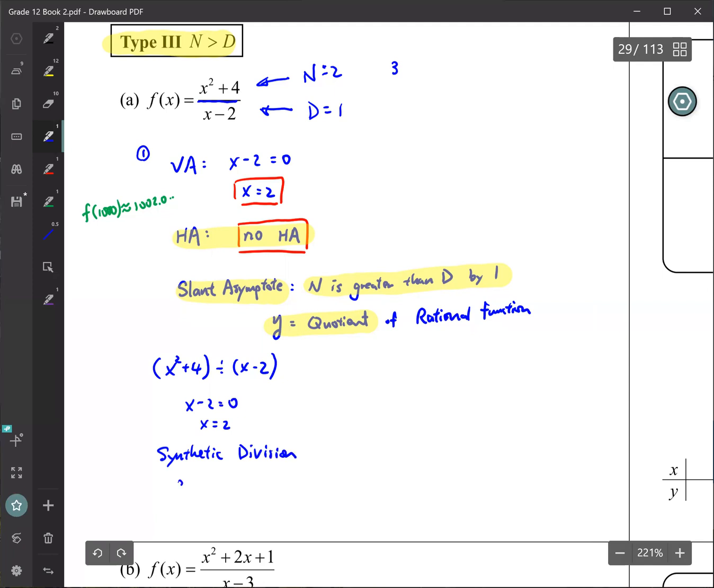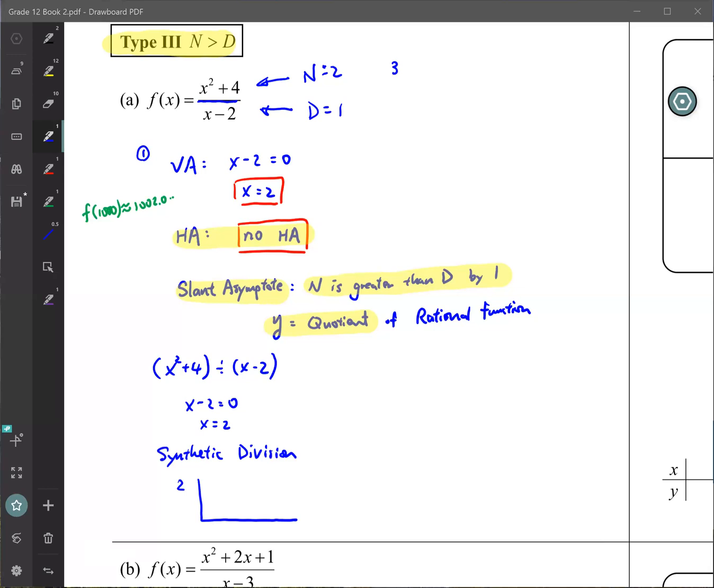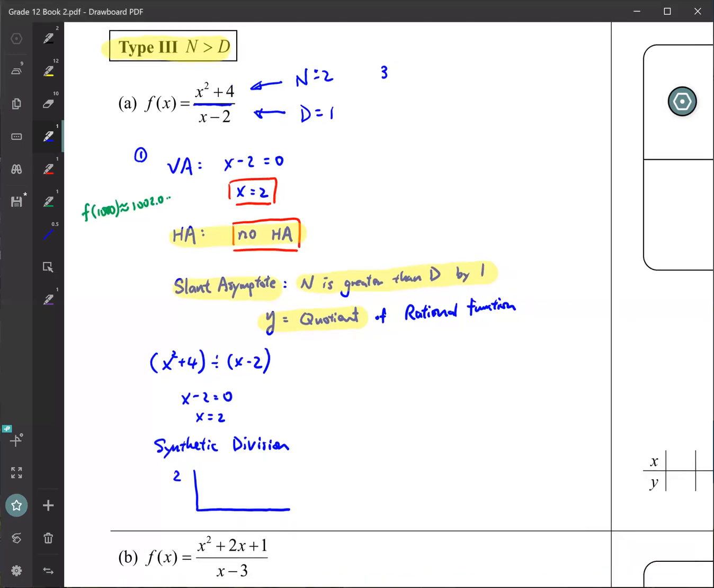So let's draw the box. I'll let you guys do the synthetic division, and please write down the quotient and raise your hand. And don't forget, you need to add in 0. I don't know if you noticed or not, because you have a term that's missing. Don't forget to add 0 if it's missing a term. So when you find the quotient, please raise your hand.